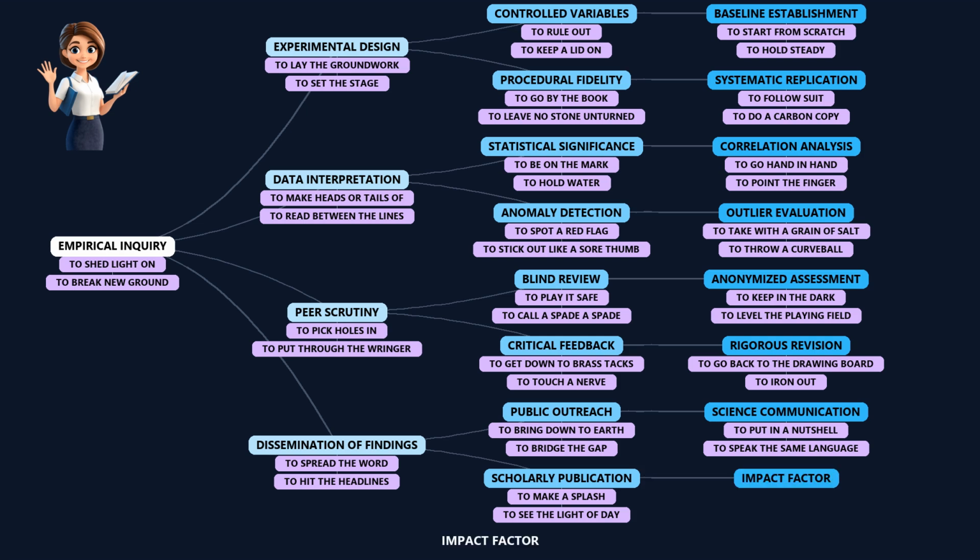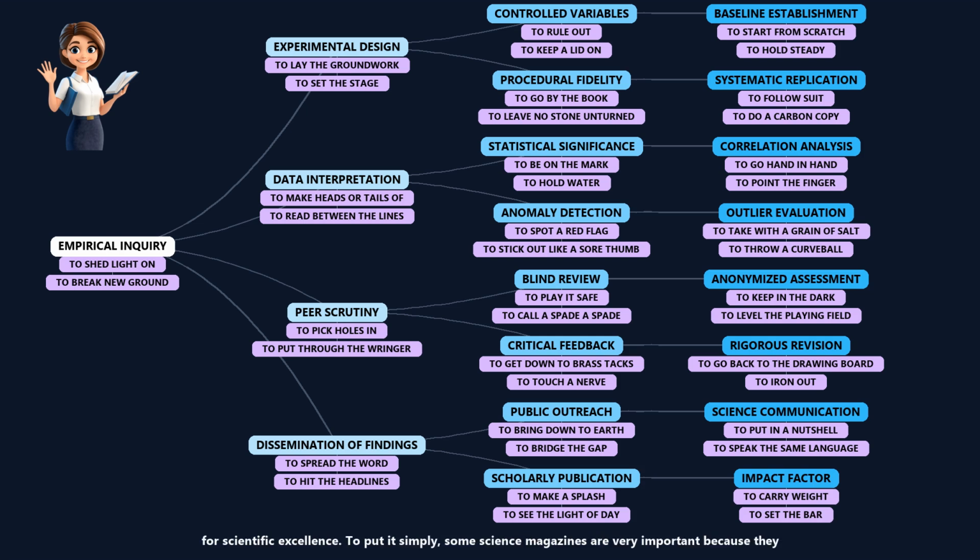Impact factor. Under the umbrella of impact factor, certain journals carry weight because they set the bar for scientific excellence. To put it simply, some science magazines are very important because they have the highest standards in the world.